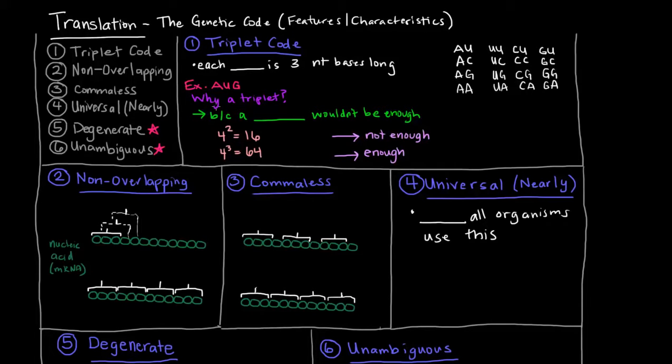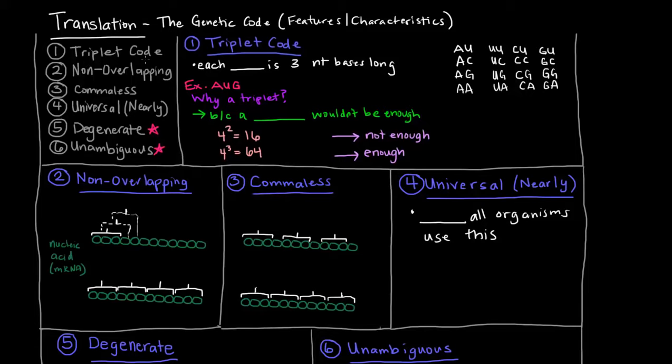In this video, I want to begin our discussion of translation, which is the last part of the central dogma, where we turn mRNA into proteins. Before we can discuss the details of it, we need to consider the genetic code, its features, and characteristics. So I've written the 6 things that I want to talk about here.